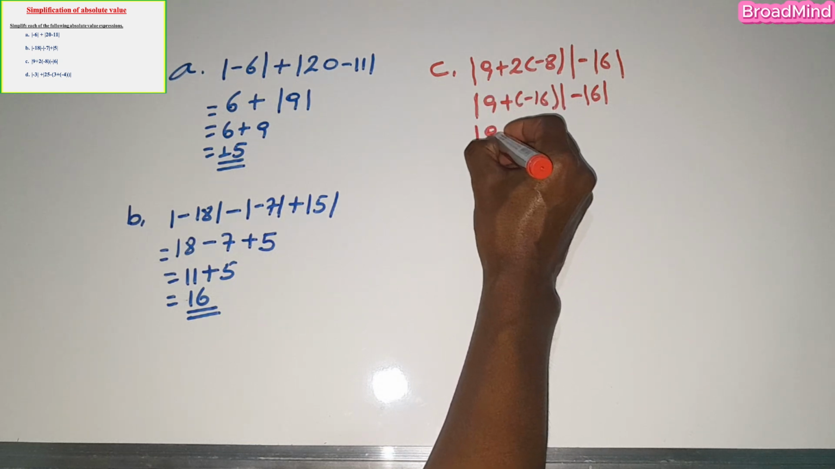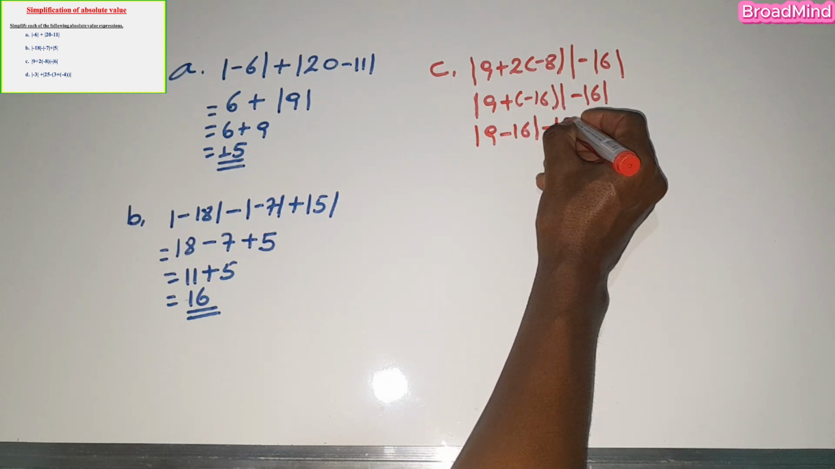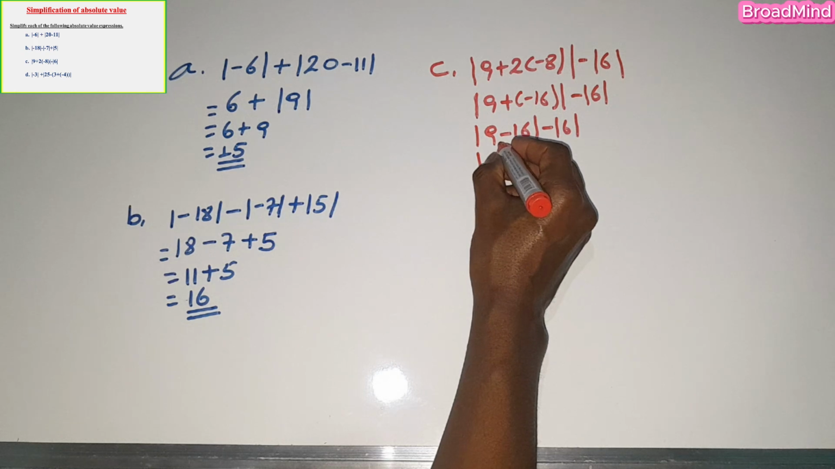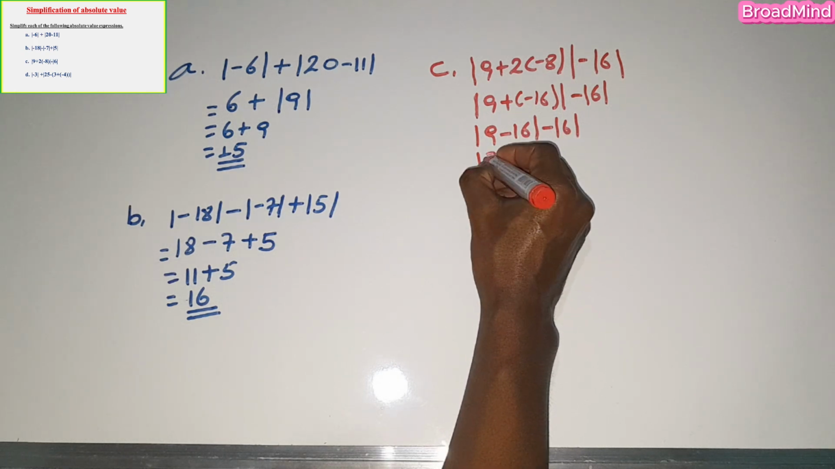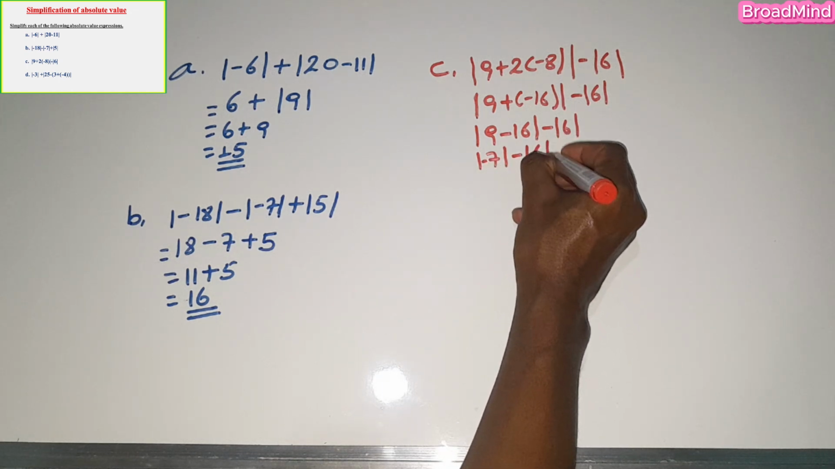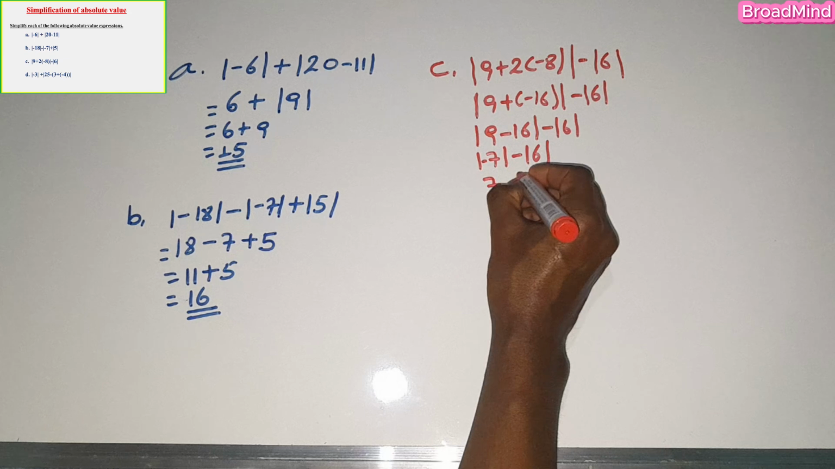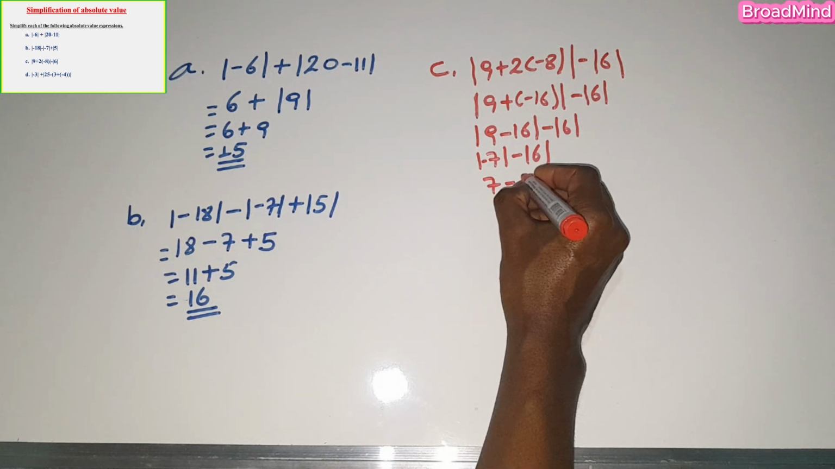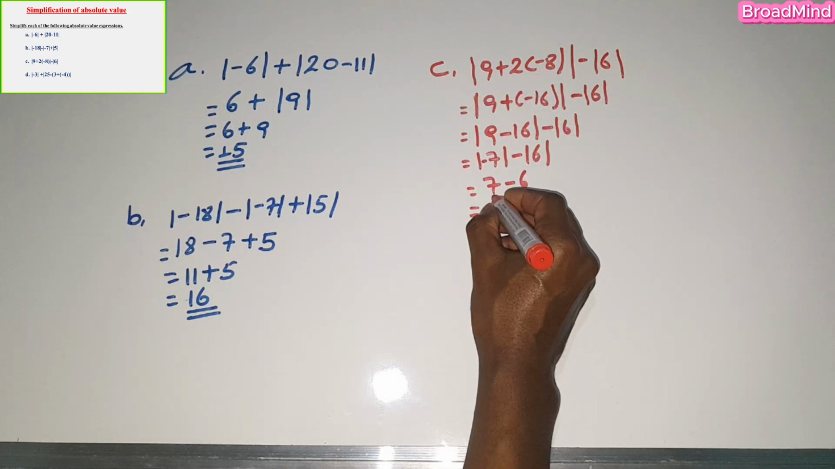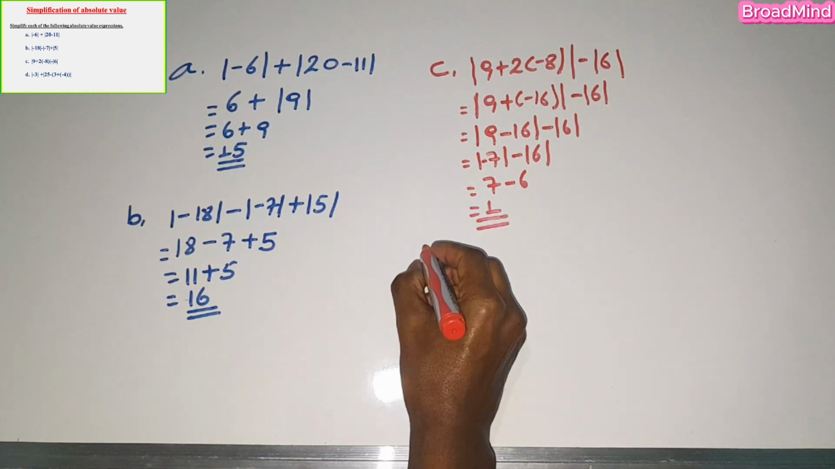Now again here, 9 minus 16, minus absolute value of 6. Absolute value of 9 minus 16 means absolute value of negative 7, minus absolute value of 6. Absolute value of negative 7 is 7, minus absolute value of 6, which is 6. Then this is equal to positive 1.